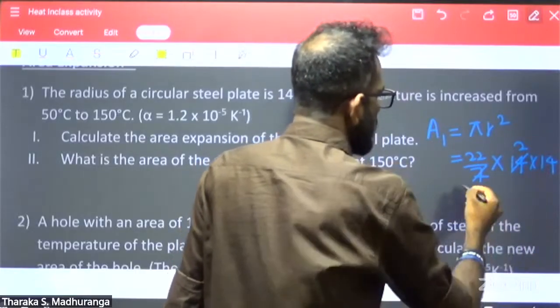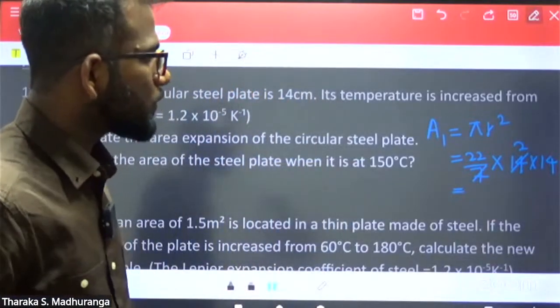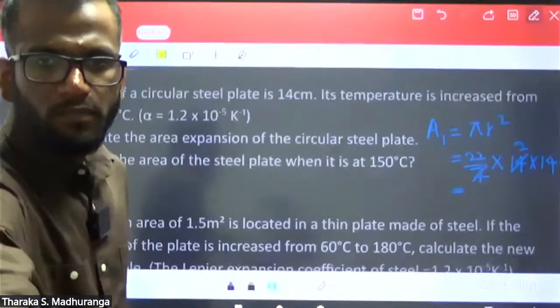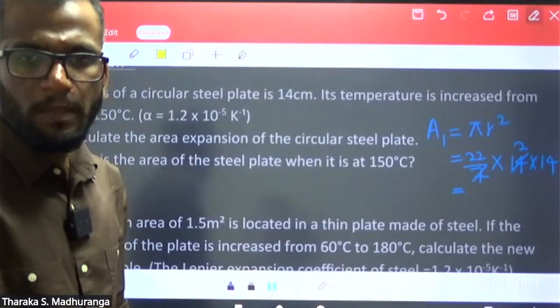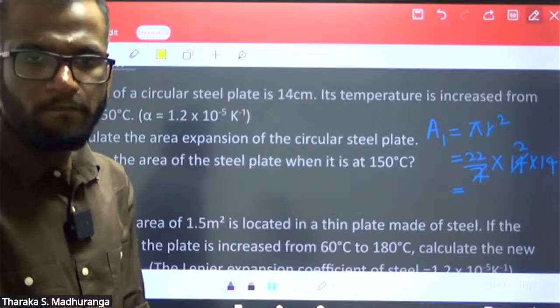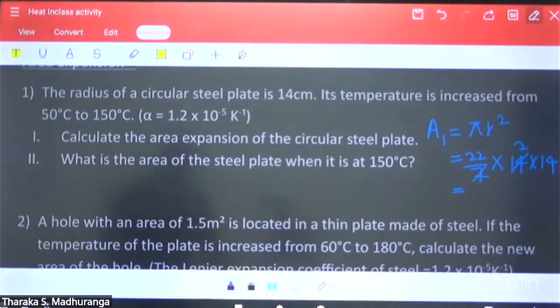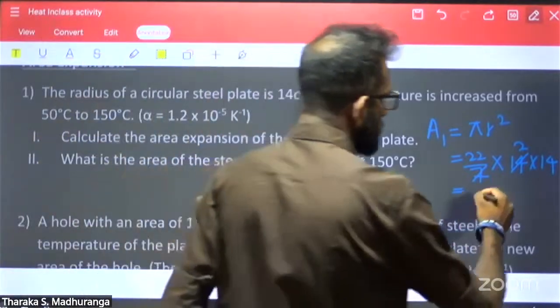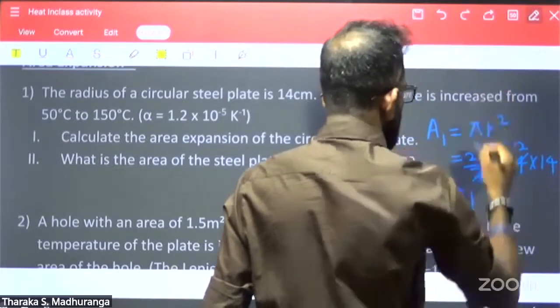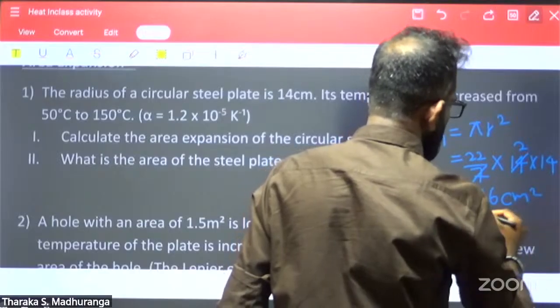Then 2. What's the value? 22 into 2 into 44. 44 into 14. What's the value? 616 square centimeters.